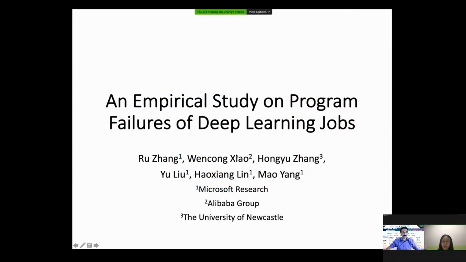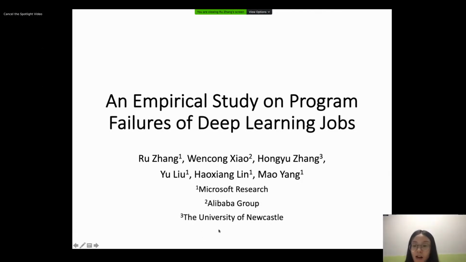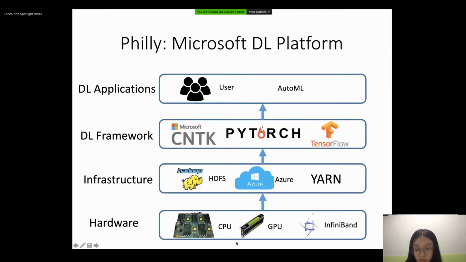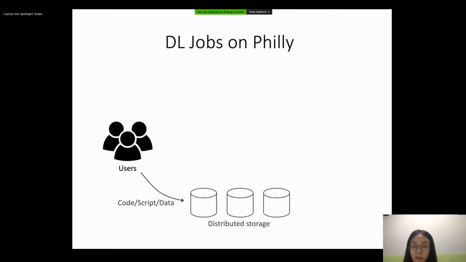Hi, I'm Ru. I will be presenting our work, an empirical study on program failures of deep learning jobs. This is a joint work with Wencong from Alibaba, Hongyu from Newcastle, and Yu Haoxiang Mao from Microsoft. To help data scientists train and test their deep learning models, enterprises build deep learning platforms, allowing developers to submit and execute their deep learning programs. Philly is a similar deep learning platform internally used in Microsoft, built with widely used open source technologies and typical computing hardware. Here is an overview of the job lifecycle.